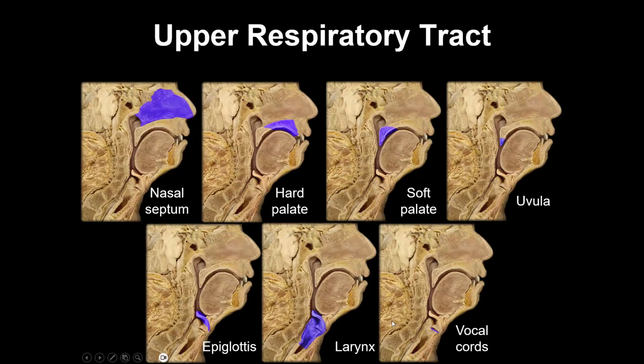Vocal cords, really important. We'll talk about them coming up. Here's the epiglottis, that flap, and here's the larynx, right? And this area in the back, the laryngopharynx, where we have the separation of respiratory system in the front, digestive system in the back.